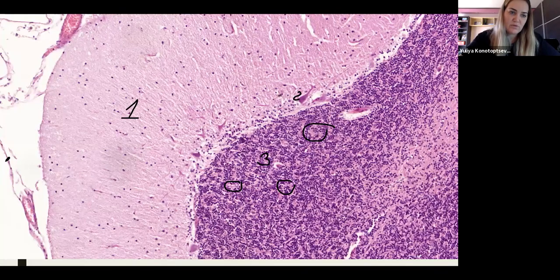So this is going to be the pia matter. It's important to remember that in the cerebellum, or surrounding the cerebellum, pia matter is vascularized. It's super weird. Typically blood vessels could be in the subarachnoid space or something like that, but in the cerebellum you can see blood vessels there. So blood vessels are present in the pia matter.